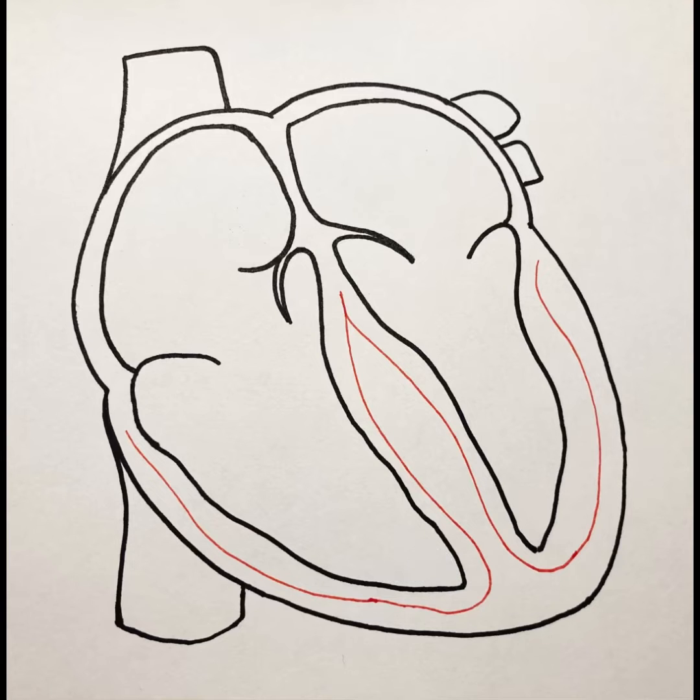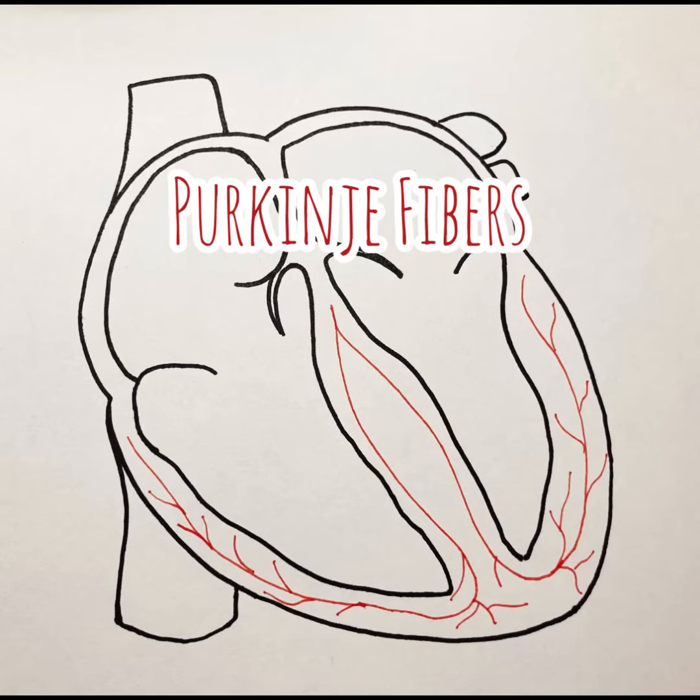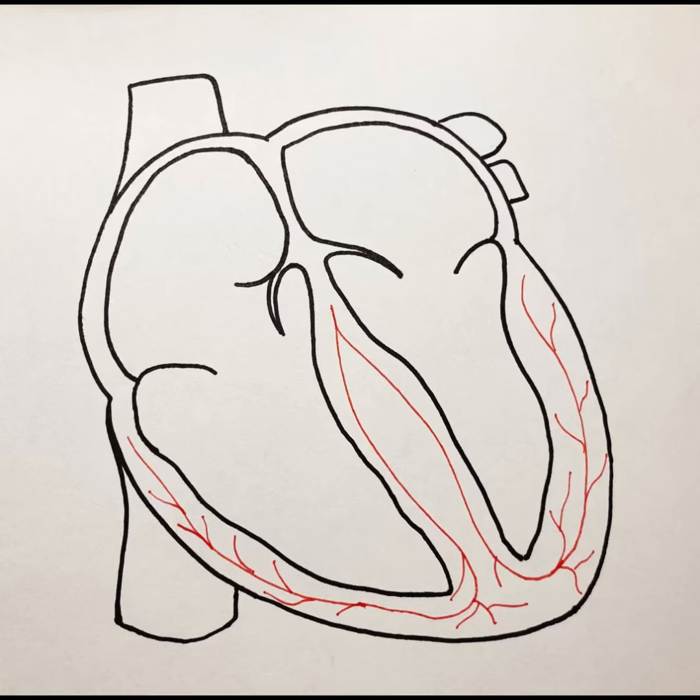Off the lower end of the bundle branches, you'll find the Purkinje fibers, which are multiple small nerve-like cardiomyocytes specialized for electrical conduction. At the apex of the heart, they turn upward throughout the ventricular myocardium, distributing the signal through the ventricles.